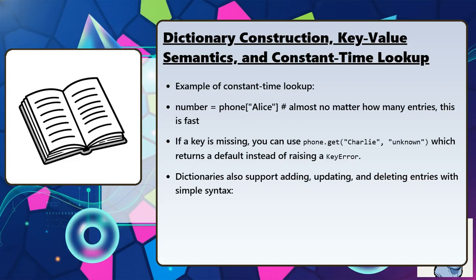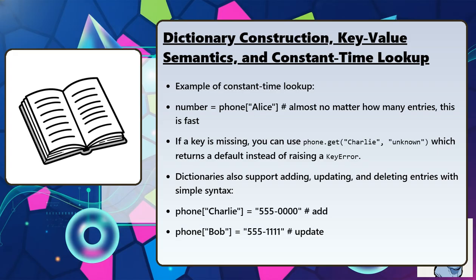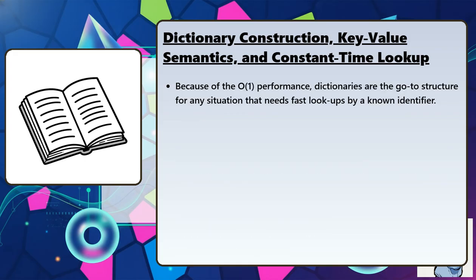Dictionaries also support adding, updating, and deleting entries with simple syntax. phone["Charlie"] = 5550000 adds. phone["Bob"] = 5551111 updates. del phone["Alice"] deletes. Because of the O(1) performance, dictionaries are the go-to structure for any situation that needs fast lookups by a known identifier.